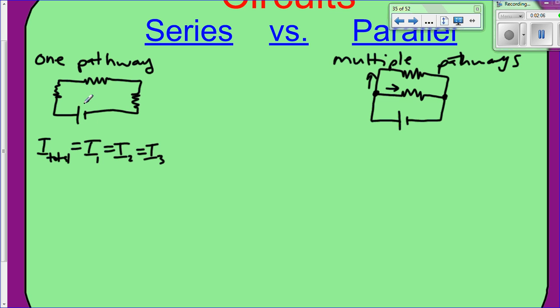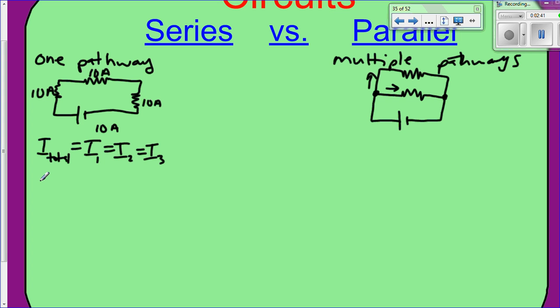So for example, if the total current in this particular circuit was, let's say, 10 amps, then that means the current right here is 10 amps, the current right here is 10 amps, and the current right here is 10 amps. And think about it, doesn't that make sense? If charge is entering this resistor, doesn't that charge have to leave that resistor? There's only one pathway, so you can't be losing charge. So you have to have the same current at every single spot. So in series, the current is always the same at every single spot.